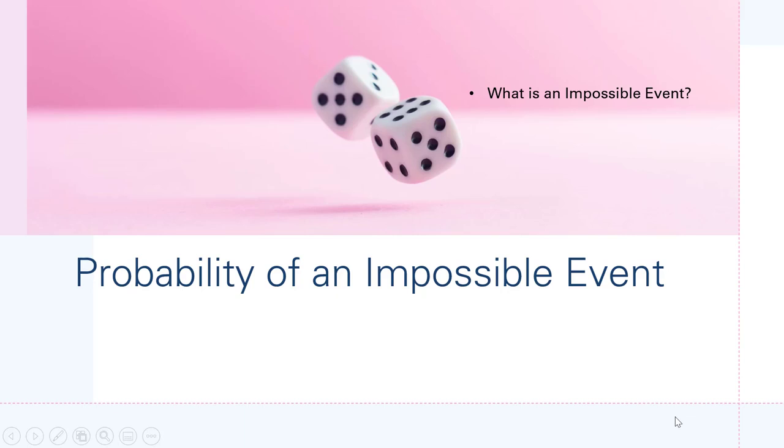In this video, I'll show you what an impossible event is. I'll show you a few examples of calculating probabilities for events and show you the difference between impossible and zero probability.